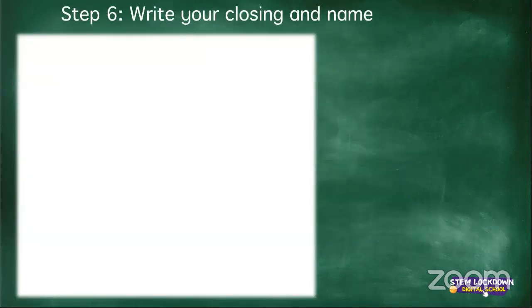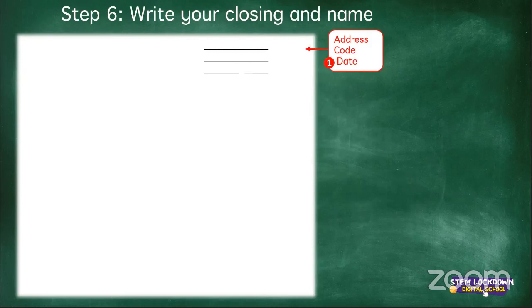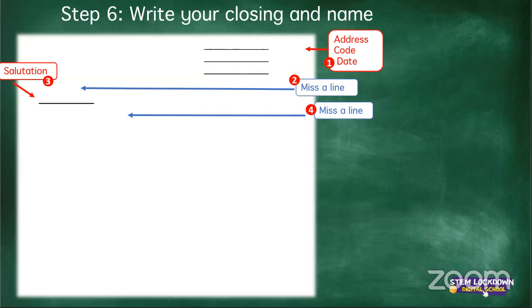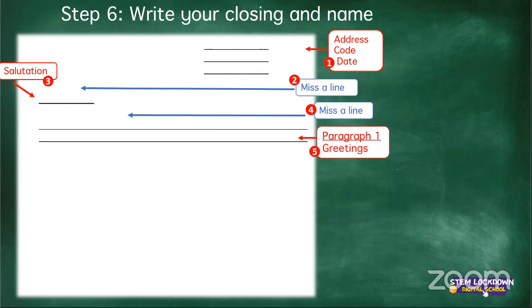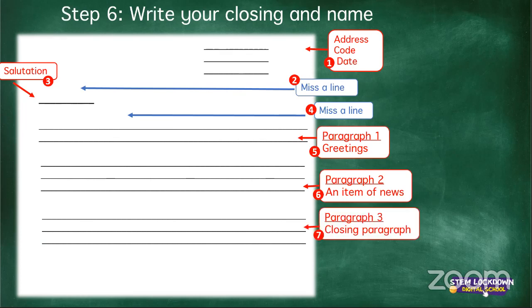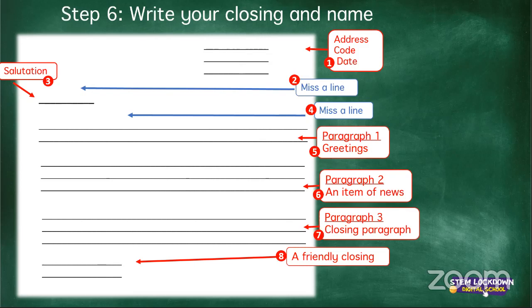Right. Now to the very end of your letter, your closing and the name. So first of all, you wrote your address, right? Then you missed a line. You wrote your salutation, you missed a line. You did your first paragraph. You did your second paragraph. You did your closing paragraph. And now you're going to do a friendly closing and your name. Right.